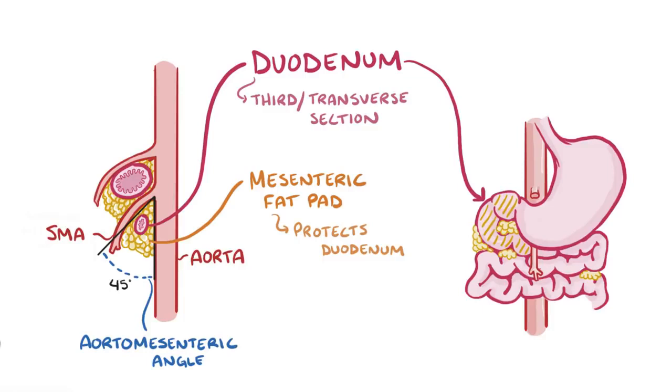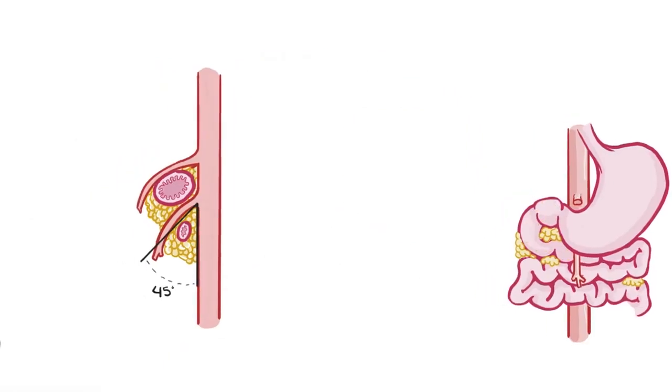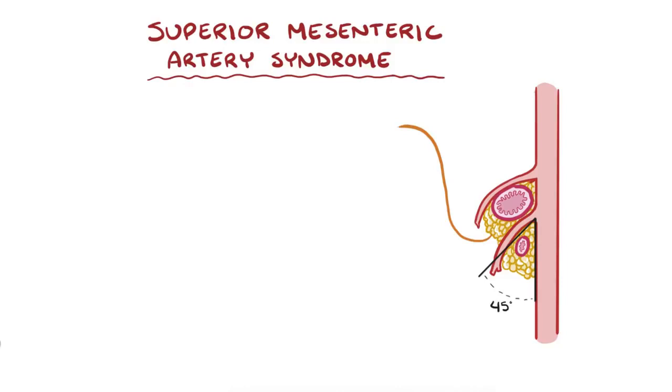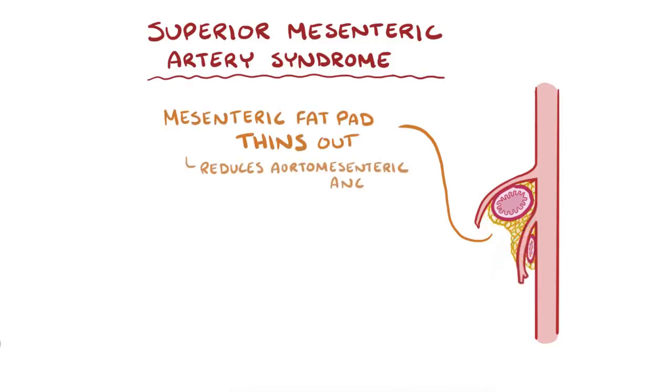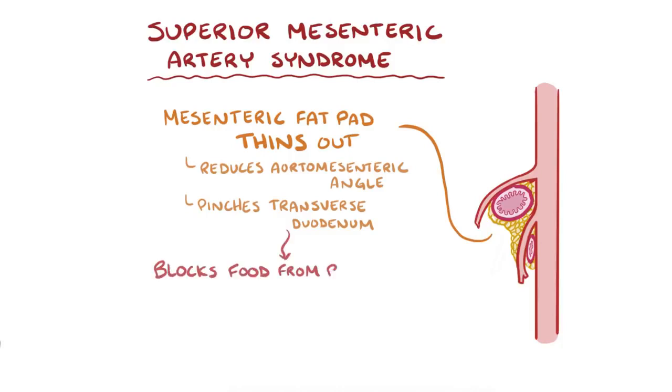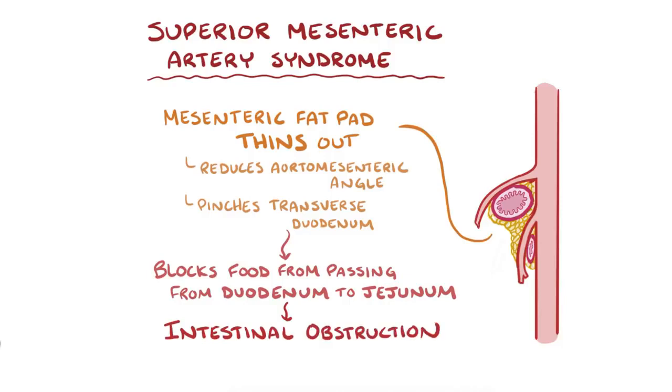the two arteries. In superior mesenteric artery syndrome, the mesenteric fat pad starts to thin out, which reduces the aortomesenteric angle, allowing the aorta and superior mesenteric artery to pinch down on the transverse duodenum. This blocks food from passing from the duodenum to the jejunum, and the backup of food leads to intestinal obstruction.